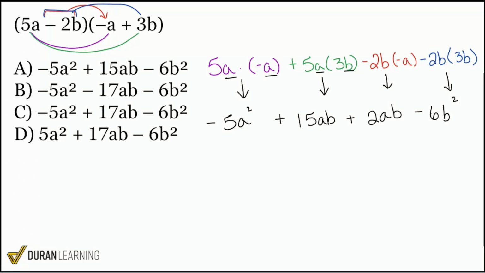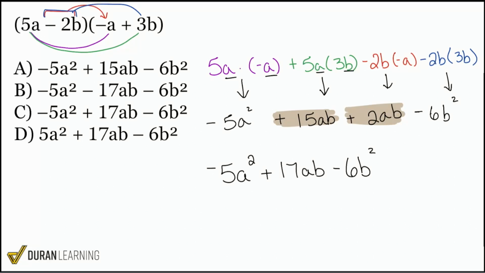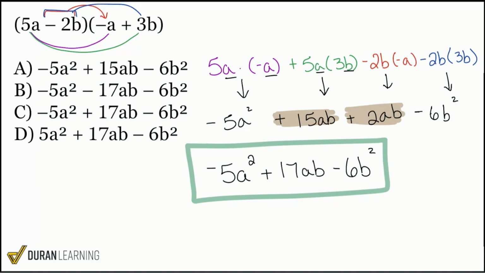Now it's just a matter of cleaning up any common terms that we can combine, and that's it. And those common terms are right here. Positive 15ab, positive 2ab. Everybody, 15 plus 2, that's going to give us what? Yeah, that's going to give us 17ab. So the final answer here is going to be negative 5a squared plus 17ab minus 6b squared. And there it is, my party people. There is our final answer. Boom. Correct answer here in frame is going to be answer choice C.